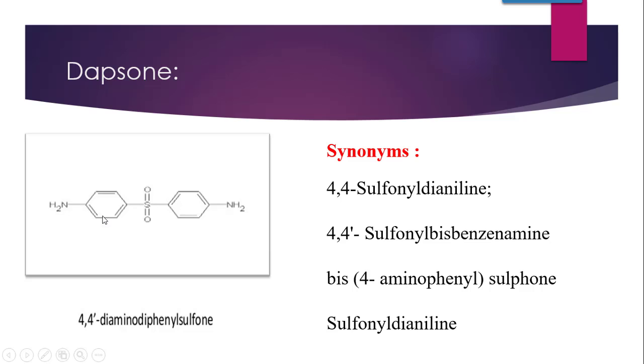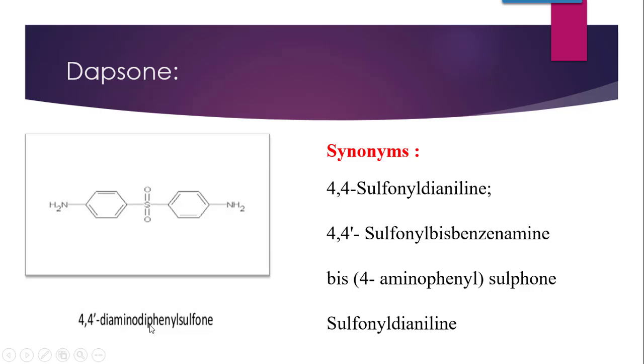So at 4 and 4 dash, two amino groups are attached, that is why it is 4,4 dash diamino. These are two phenyl rings. This is the first one, this is the second one. So it is diphenyl, and the center group is sulfone. So the name is 4,4 dash diamino diphenyl sulfone.